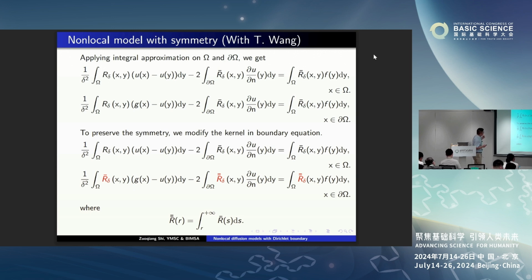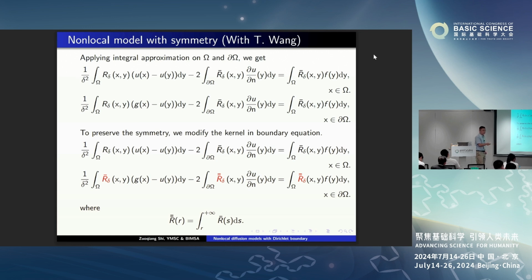Okay, then the idea is as follows. We can use the integral approximation on the interior domain and also on the boundary. We can get these two integral equations. But this system of integral equations is not symmetric either. However, we can modify these integral equations a little bit to get symmetry. The modification is here. To preserve the symmetry, we need to replace the kernel function R by R bar in this term.